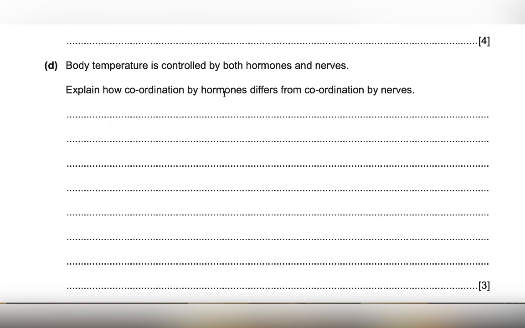Hormones are in the endocrine system, right? And then the coordination by nerves is in the nervous system. So hormones are chemical substances. They are only used for chemical coordination. While the nerves are different, right? So hormones are chemical substances that help in the chemical coordination in the body, and they are transported by the blood in the circulatory system.